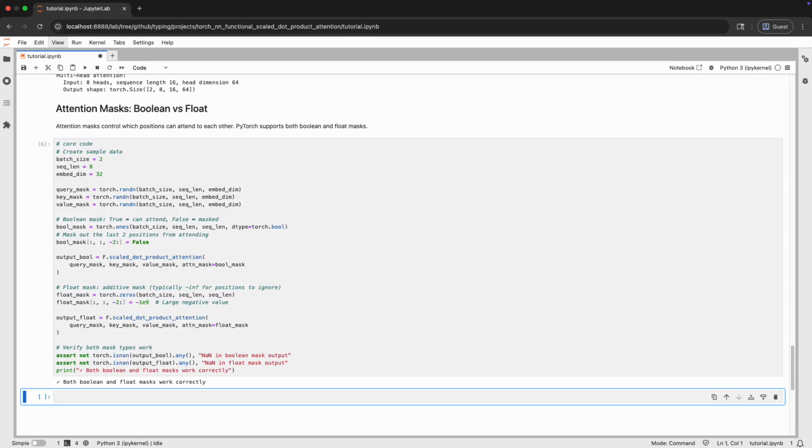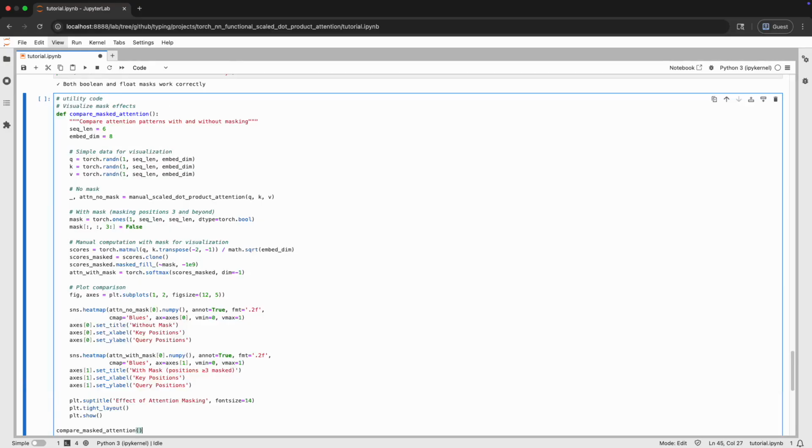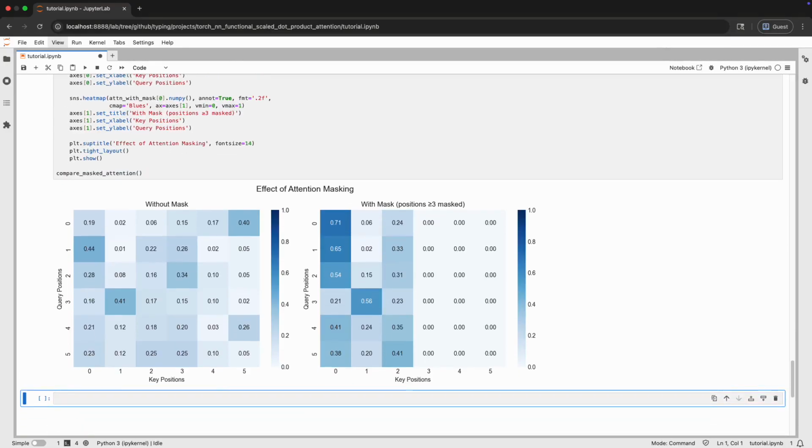This gives us flexibility in how we want to implement masking in our models. Now let me visualize how masking affects the attention pattern by comparing attention weights with and without masks. Look at the difference between these 2 heat maps. On the left, without masking, attention flows freely between all positions. On the right, with positions 3 and beyond masked, you can see those columns have near 0 attention weights. The remaining attention redistributes among the unmasked positions, and each row still sums to 1.